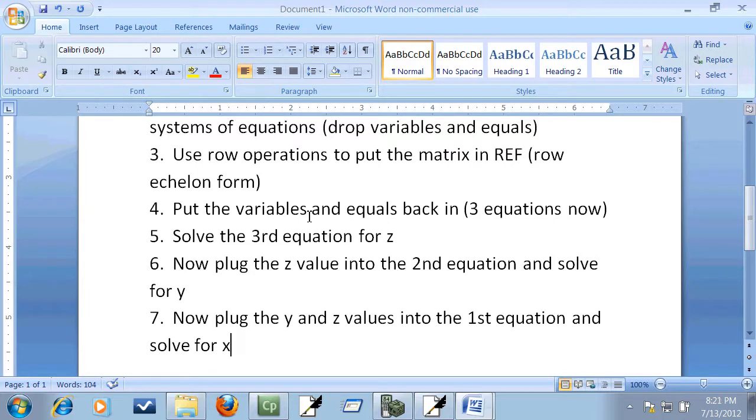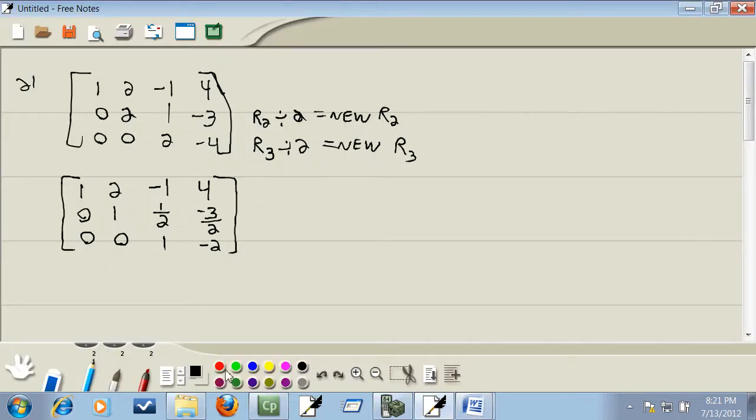Step 4. Put the variables and equals back in. This is going to be x, y, z, and this is where my equals is going to be. And this will be x, y, z, and this is where my equals will be. This is x, y, z, and this is where my equals is going to be.